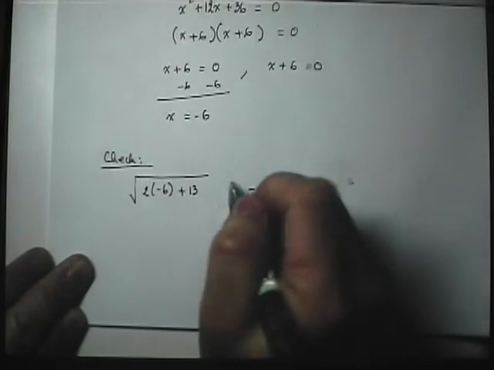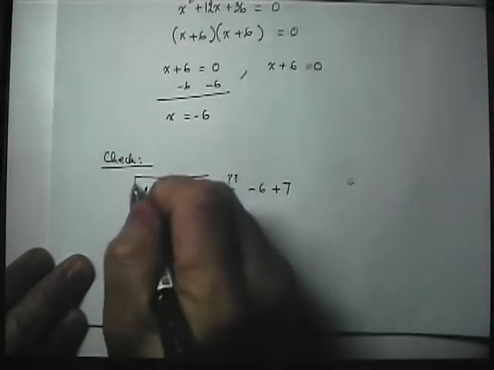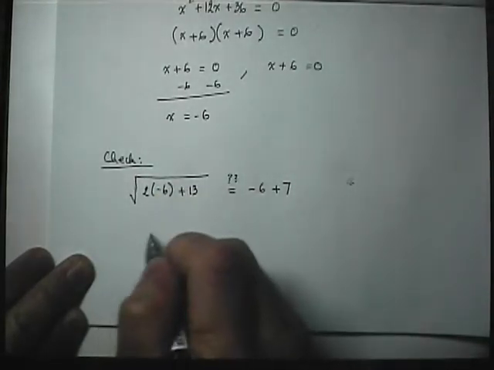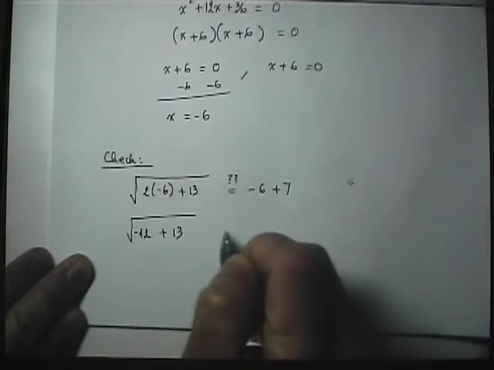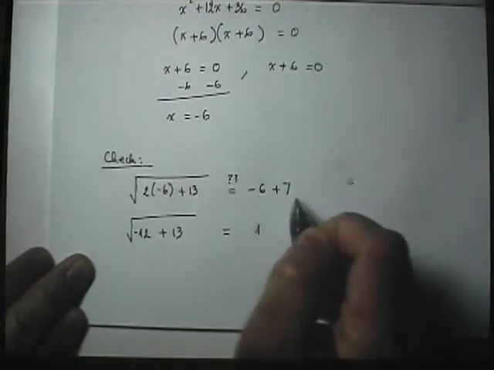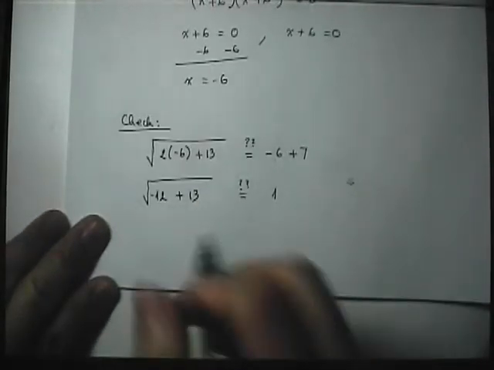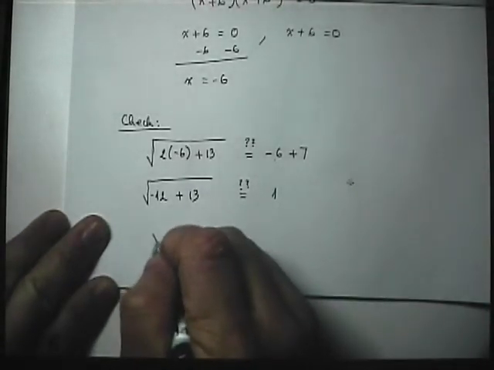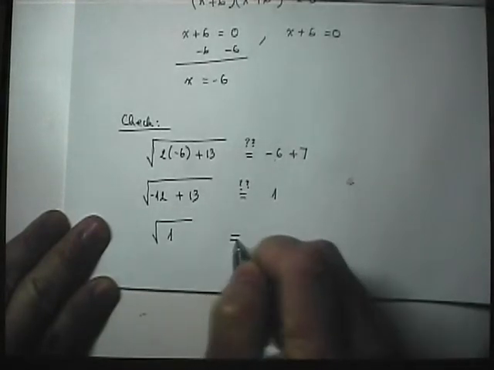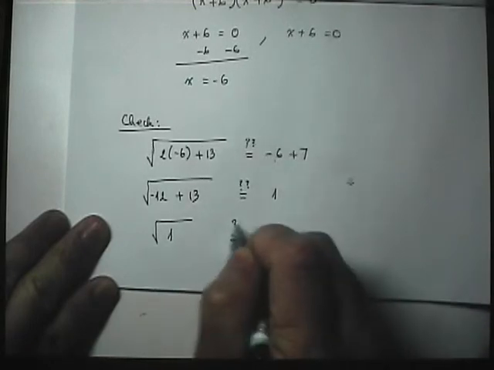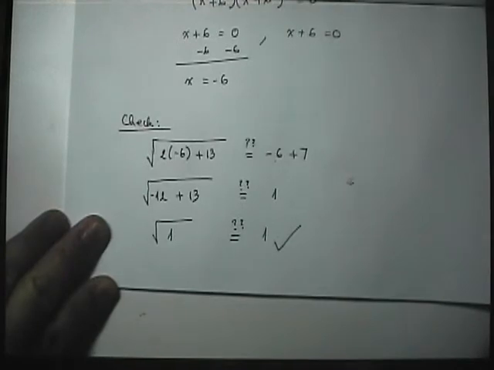And so now, let's see if the two sides here are going to be equal. The left side is going to be equal to the square root of negative 12 plus 13. And the right hand side is just simply a 1. It's negative 6 plus 7, which is 1. And once again, we would like to find out if the two sides are equal. The left hand side, one more step further. Negative 12 plus 13 equals square root of 1. Is that really equal? Square root of 1 equals 1? The answer is yes. Now, you put a check there.